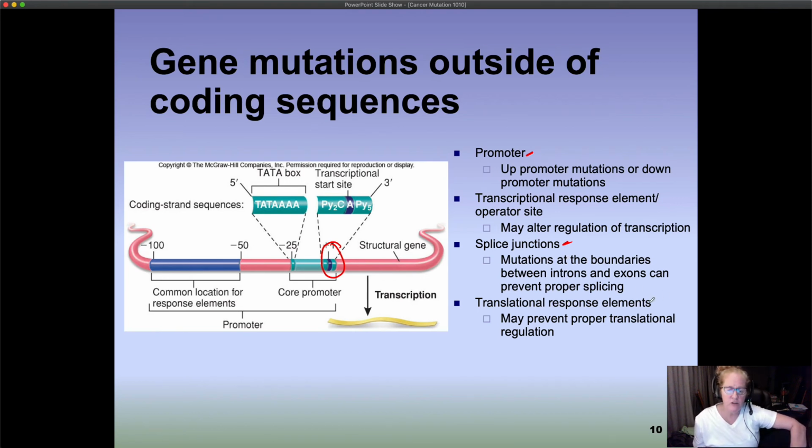Then we have translational response elements. These can prevent the proper regulation of the translation, and this will occur up here in the very front of the promoter. And it can be more difficult for transcription factors to bind to the core promoter. It can be really difficult for RNA polymerase to get activated as well.